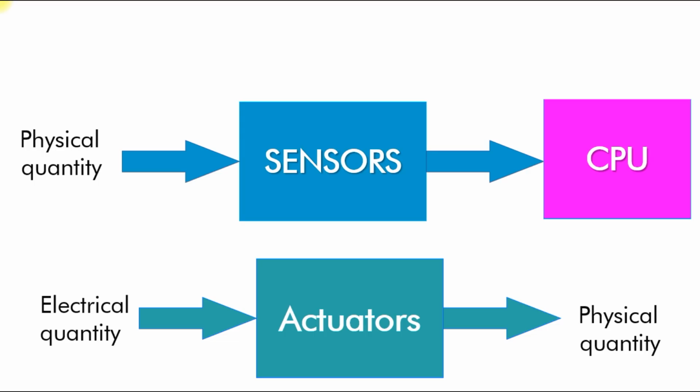Why are we converting everything into an electrical quantity? The answer is that the CPU is a digital device. It only knows the electrical language, voltage or current. So to convert our physical quantity into an electrical quantity, we need a device called a sensor.